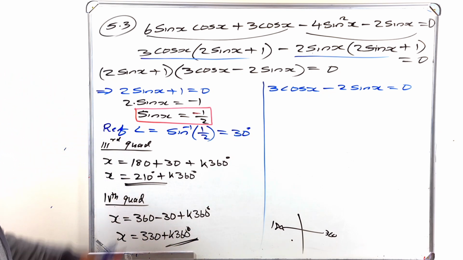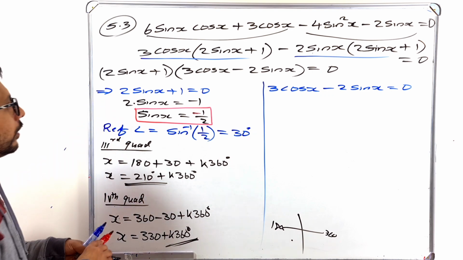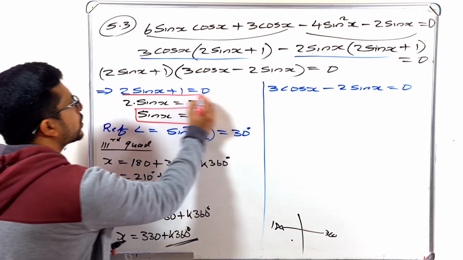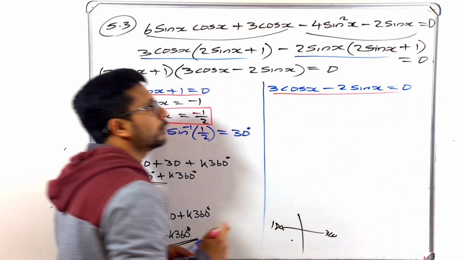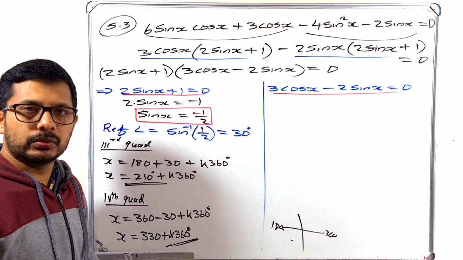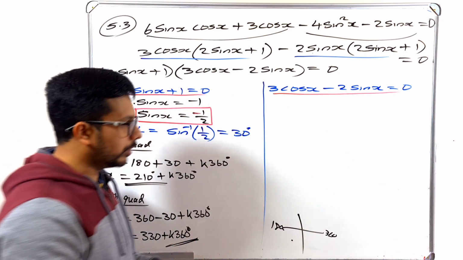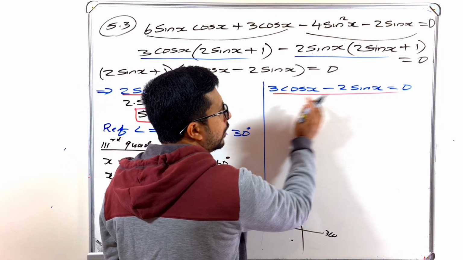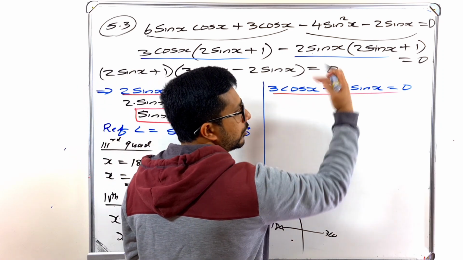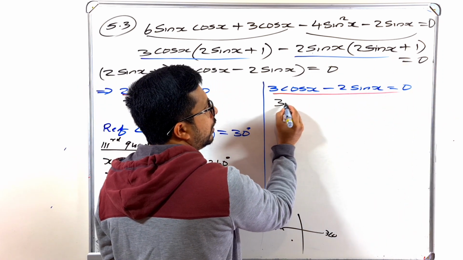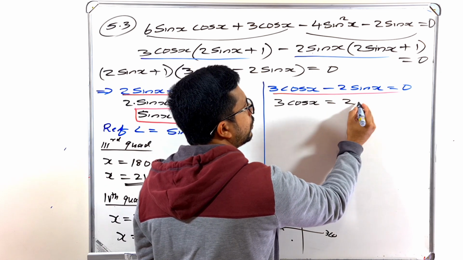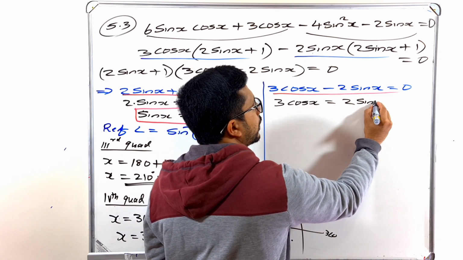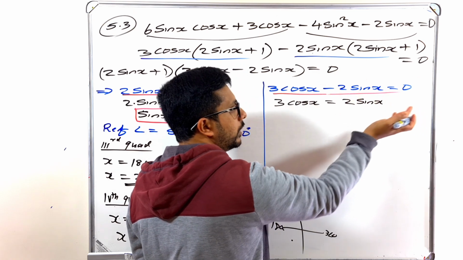Okay. So don't forget that we have 2 sin x plus 1 is equal to 0 and also 3 cos x minus 2 sin x is equal to 0. We have to consider that one also. So it's not finished. From here, take this one to the other side. So it is 3 cos x is equal to positive 2 sin x. When you take this minus to the other side, it is positive.